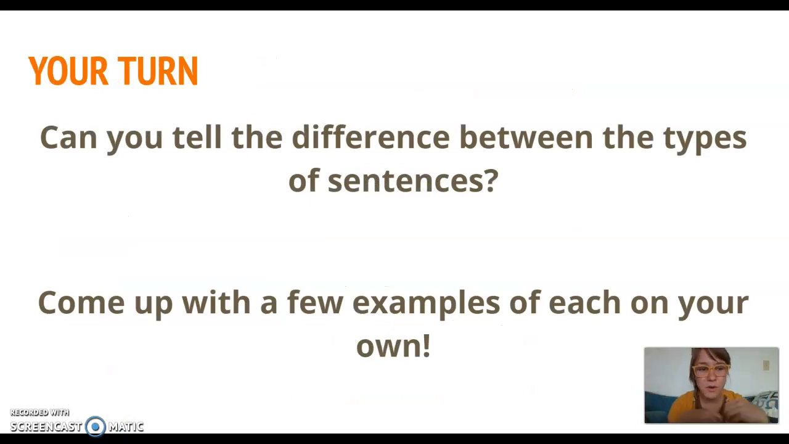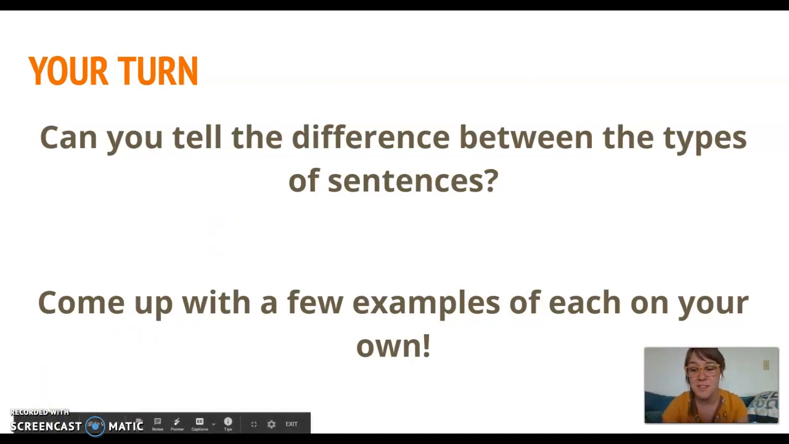So out of these 4, my second grade friends, can you tell the difference between the types of sentences? And can you come up with a few examples of each on your own? Have fun with this activity.